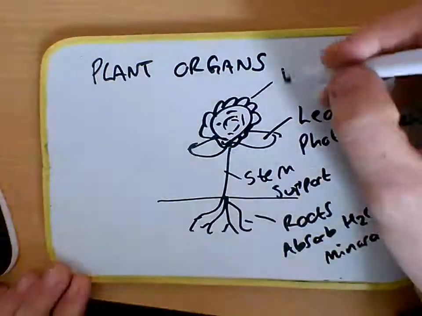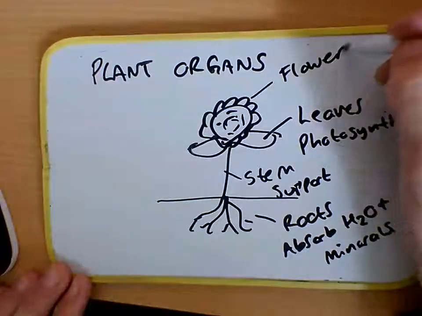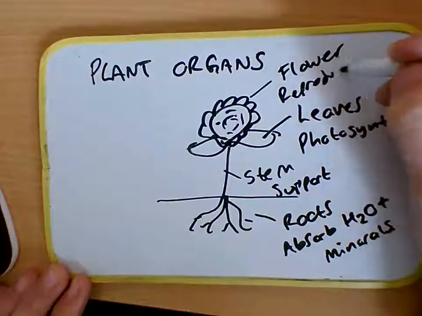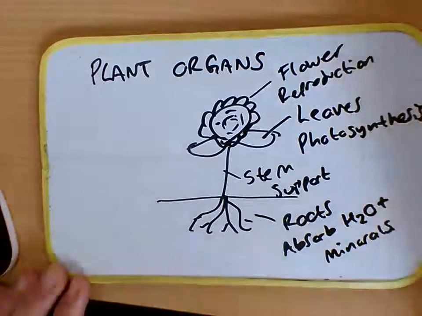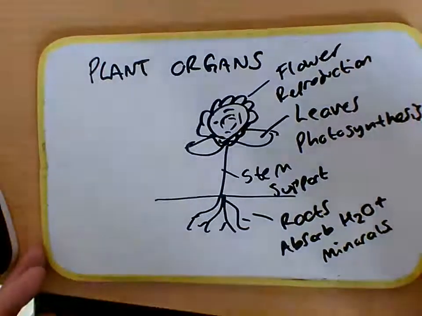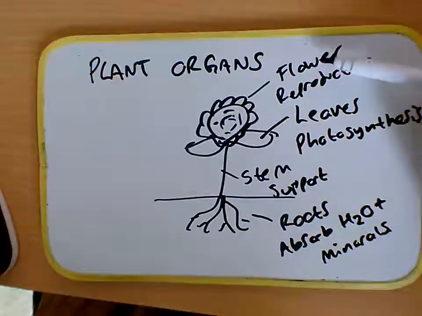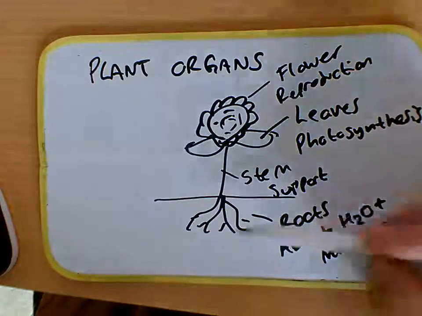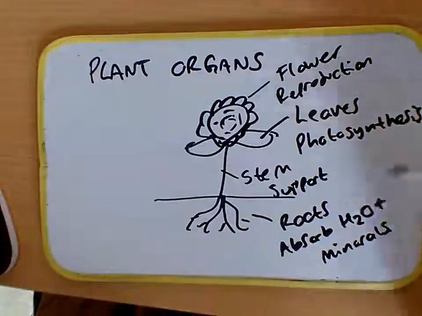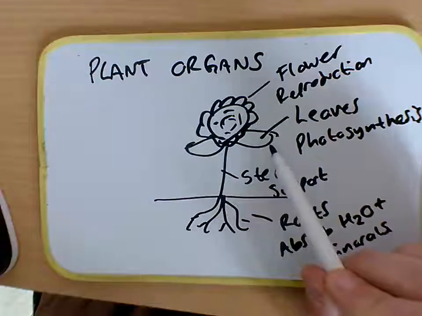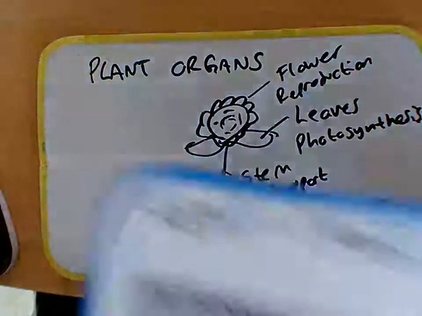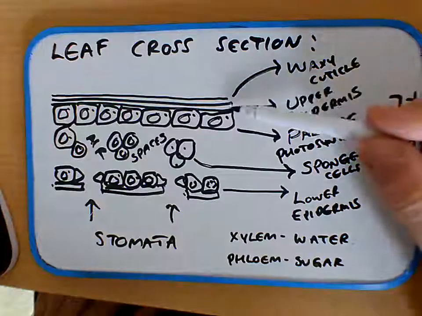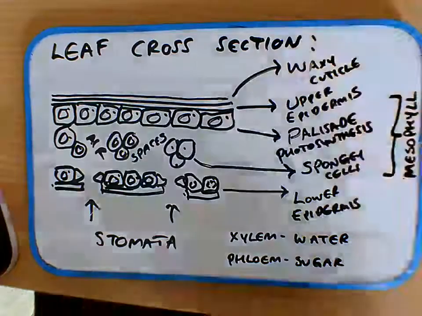And then finally you've got the flower. The flower is actually involved in reproduction, attracting pollinators like bees, pollen. So we've got the flower, the leaves, the stem, and the roots. So they are the four main organs of a plant, and then we focused on the cross-section of the leaf, looking in great detail in terms of all the different levels of cells and tissues within.